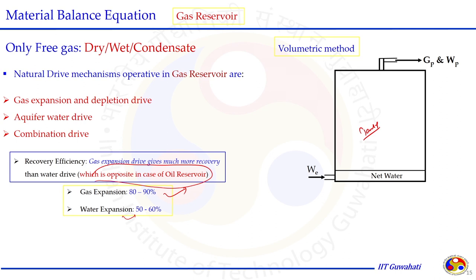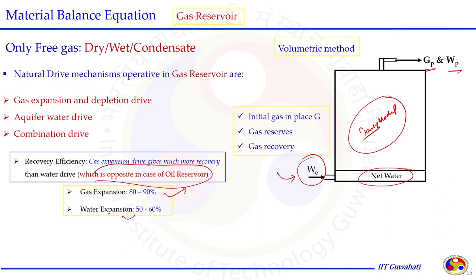In this tank model, we are considering only the gas getting produced from this reservoir. So initially the gas is there, we are not counting the oil, and then there is a possibility where the water is getting encroached into the reservoir domain, and we are getting the cumulative gas produced and cumulative water produced. So this is the net water, that is the connate water in the reservoir, and then the influx of the water is also there. So we can do the similar volumetric balance to know the initial gas in place, gas reserves and the recovery of the gas from this reservoir.